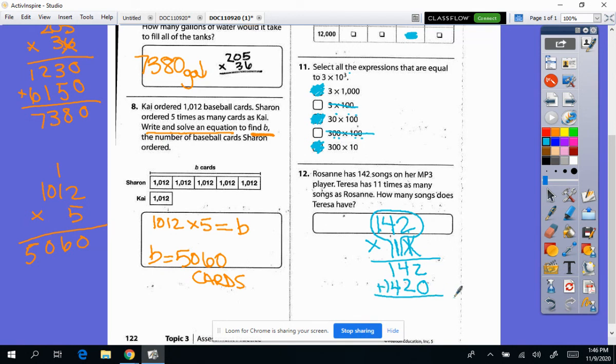I'm going to add together my two partial products. 2 plus 0 is 2. 4 plus 2 is 6. 1 plus 4 is 5. And I'm left with a 1 here. So my answer is Teresa has 1,562 songs.